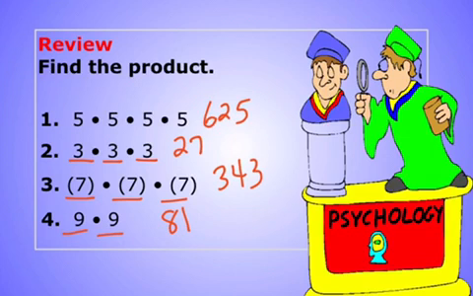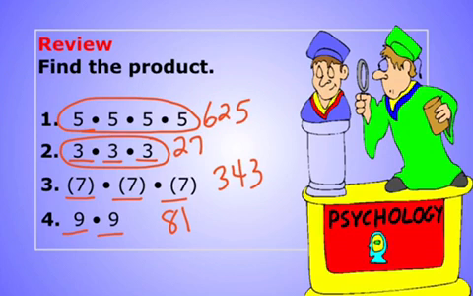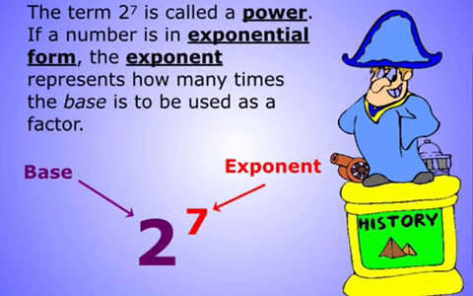But we have a better way in mathematics for writing these products. So when you have a product that is repeated over and over again, 5 is used as a factor 4 times. 3 is used as a factor 3 times, 7 is used as a factor 3 times, and 9 is used as a factor 2 times. We have another way of writing this. The term 2 to the 7th is called a power.